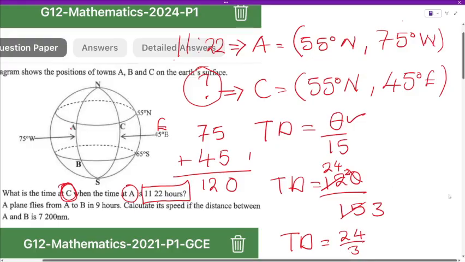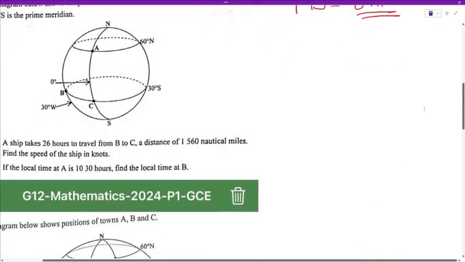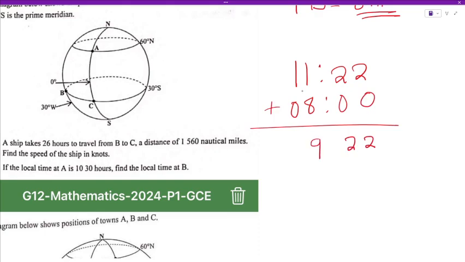So meaning, what is the time at A? 11:22. What is our time difference? 8 hours. So now I'll take you back to grade 7. Remember when you are adding time. 11:22 hours is the time at A, and the time difference between A and C is 8 hours. So you're going to do this and then you add your time. 2 plus 0 is 2, 2 plus 0 is 2, 1 plus 8 is 9, 1 plus 0 is 1. So meaning the time at C is going to be 9:22 hours and you are done.